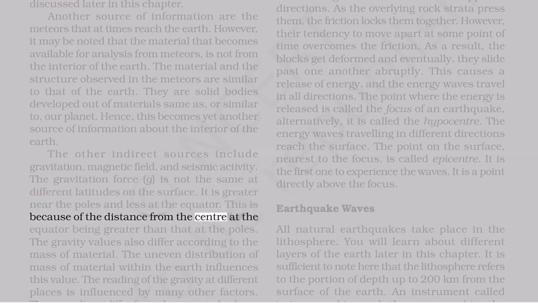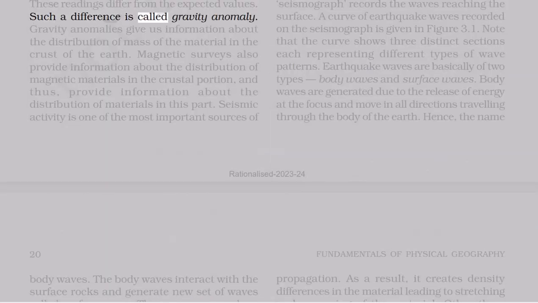This is because of the distance from the center at the equator being greater than that at the poles. The gravity values also differ according to the mass of material. The uneven distribution of mass of material within the Earth influences this value. The reading of the gravity at different places is influenced by many other factors. These readings differ from the expected values. Such a difference is called gravity anomaly.